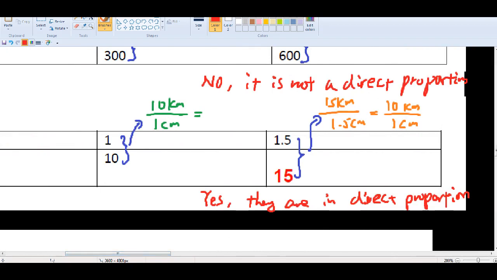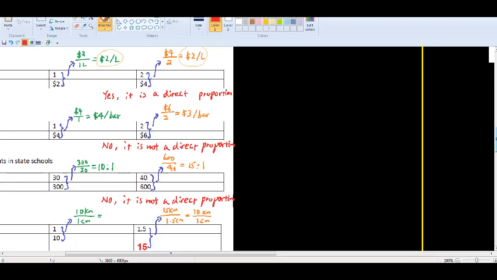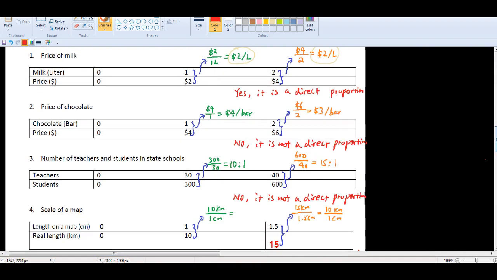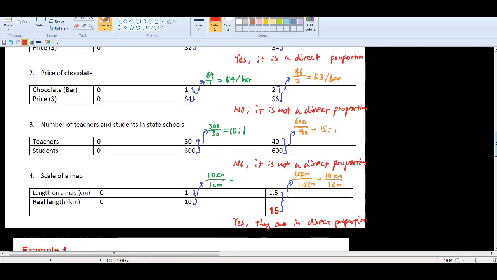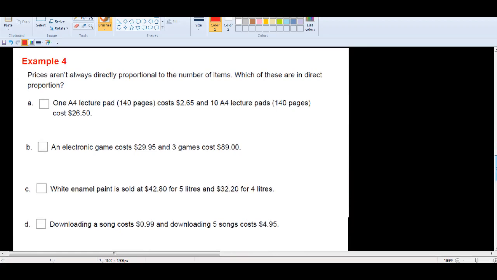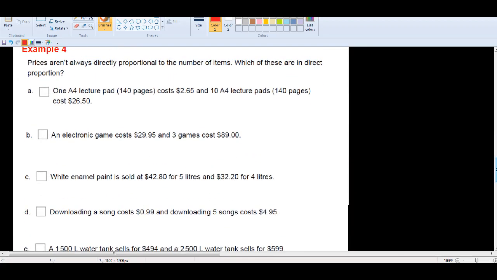So let's have a quick look. Here we have two rates and two ratios. Two are in direct proportion and the other two are not. The key to seeing whether something is in direct proportion is that you need a constant rate or constant ratio. That's it. So you need to know how to judge them, how to determine this relationship. All right, so let's go to example 4.